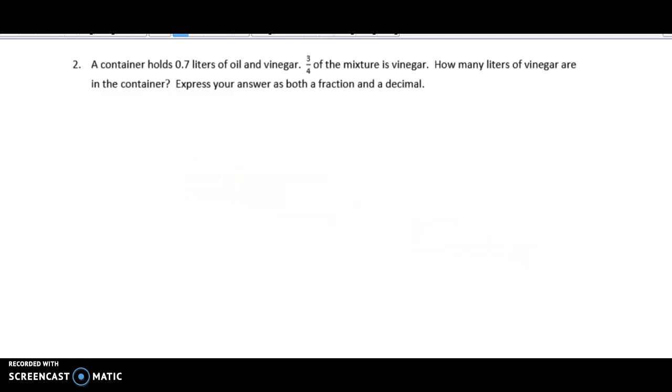So let's solve it. A container holds 7/10 liters of oil and vinegar. 3/4 of the mixture is vinegar. How many liters of vinegar are in the container? Express your answer in both a fraction and a decimal. Well, what are we referring to in here? All right, we're talking about a container, right, and how much it holds. There's our gist. Our details, well, we have 7/10 liters of oil and vinegar, and we need 3/4 of the vinegar. We want to do it in a fraction and a decimal.